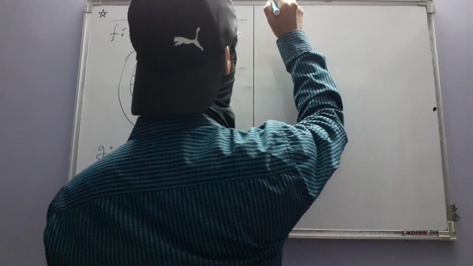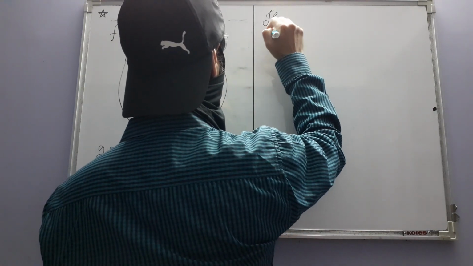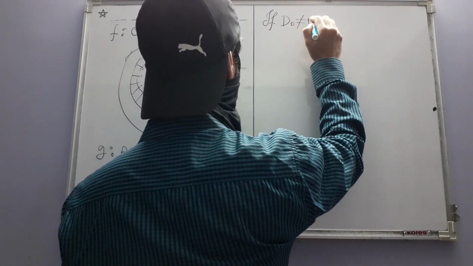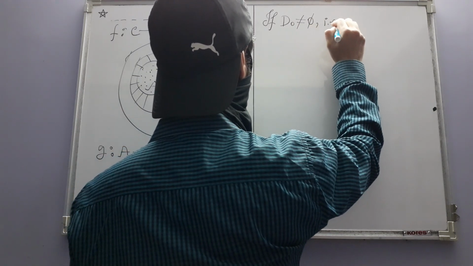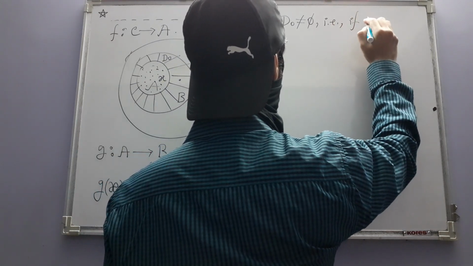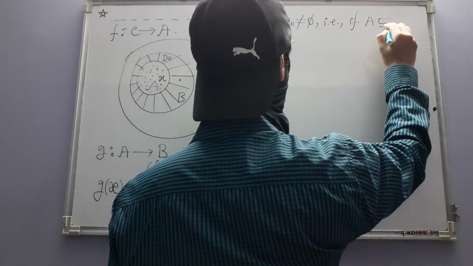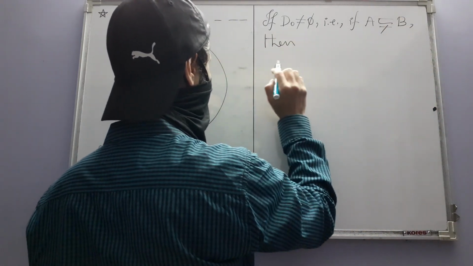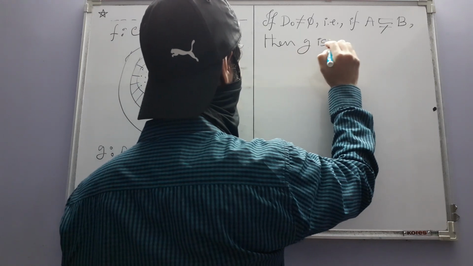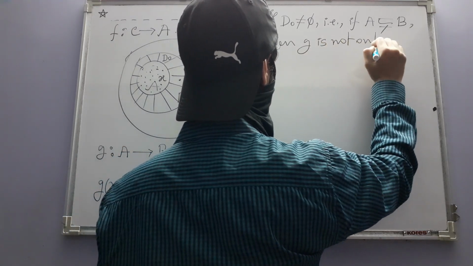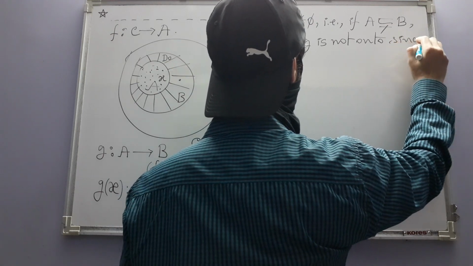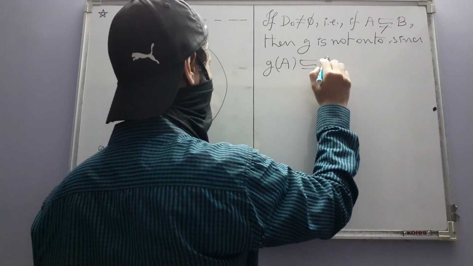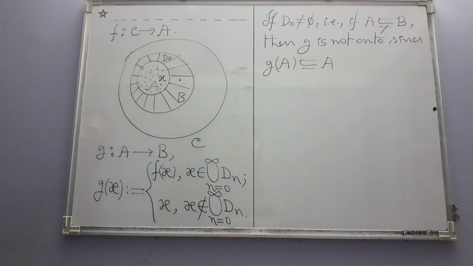Let's write this. If D0 is non-empty, i.e., if A is a proper subset of B, then g is not onto, since g of A is actually a subset of A.